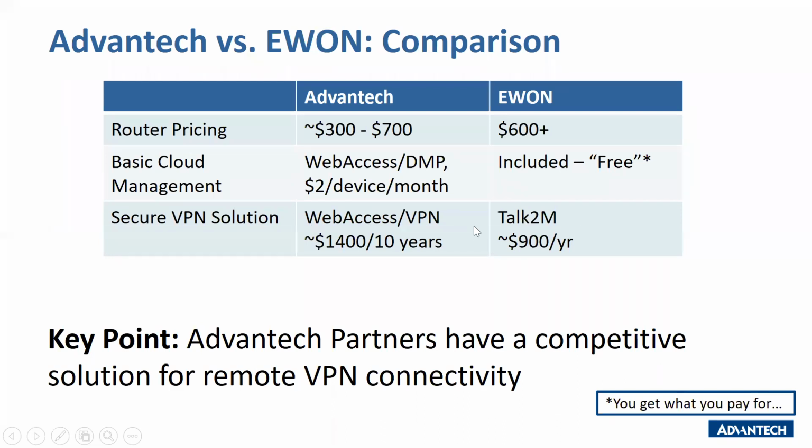And ours is customer hosted, right? So we don't own the data, we don't manage it, we don't pass it through our servers. This Advantech solution is for when a customer wants their data on their own servers and they don't want to pay an arm and a leg for it. That's where our web access VPN really shines against EWAN.